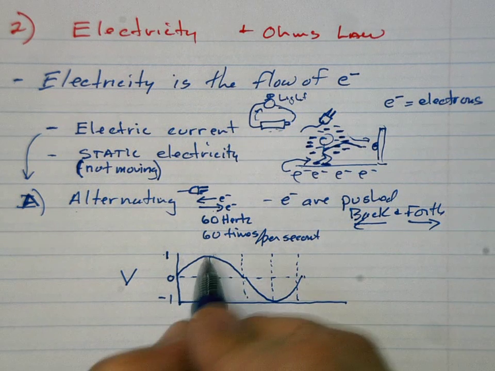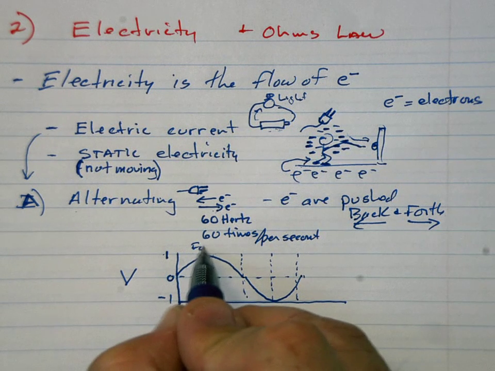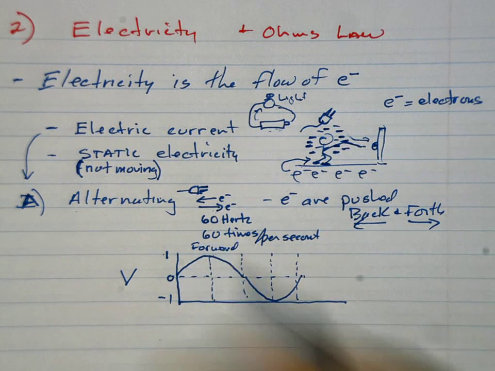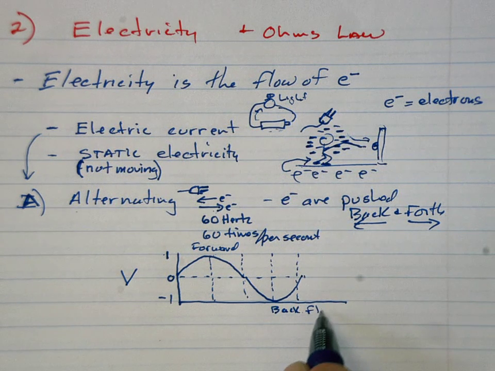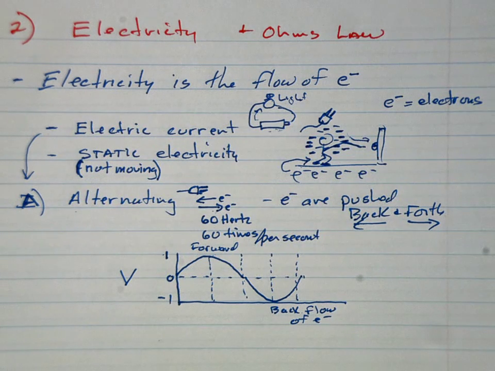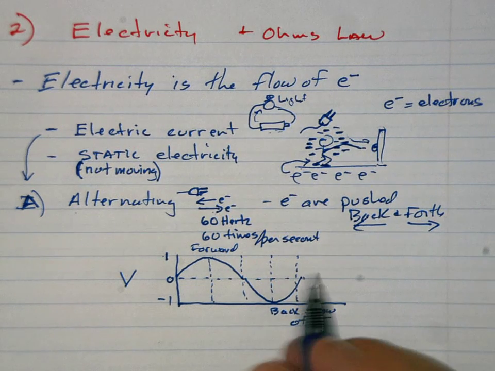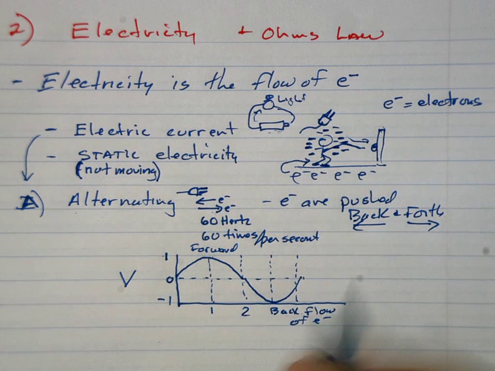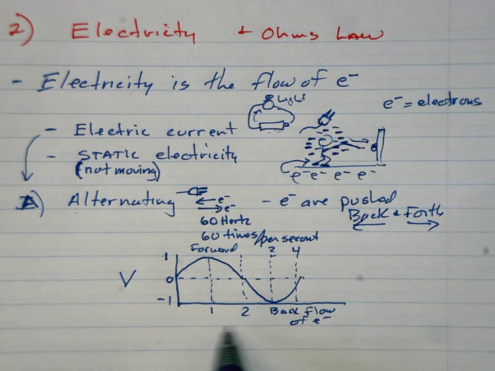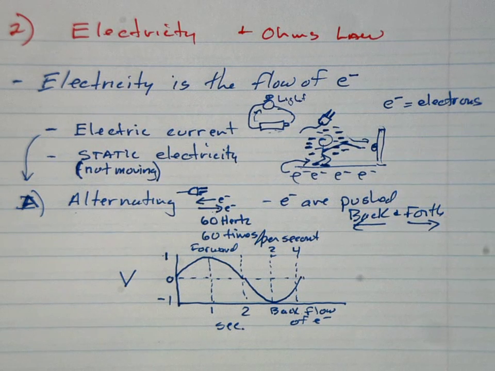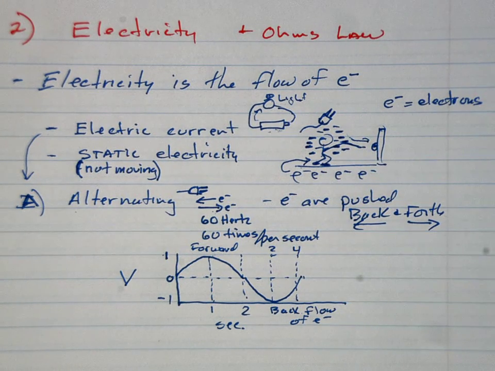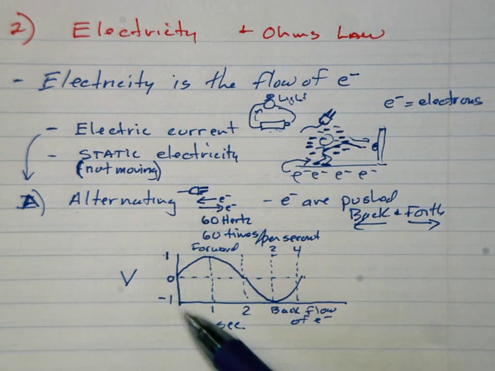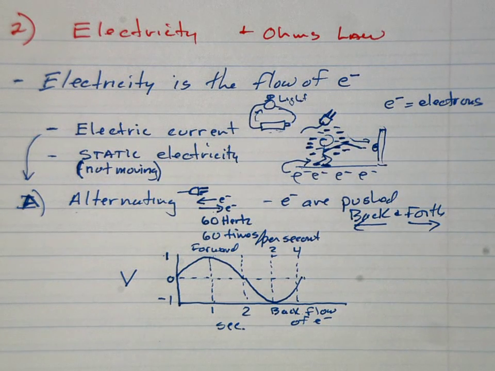So you can think of this as the forward part and the back, the backflow of electrons. And we'll label this time over here as 1, 2, I guess I better put 3 and 4, and we'll call this seconds down here. I should have labeled that before. So this is what you'd see if you could graph the electricity when you plug into the wall: you'd be seeing it coming towards you and back at you very quickly.